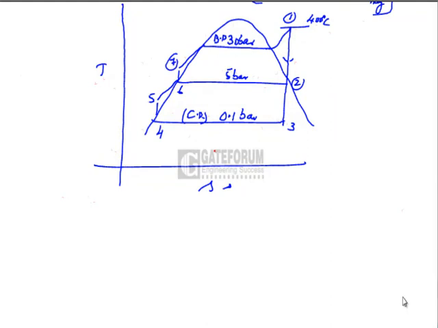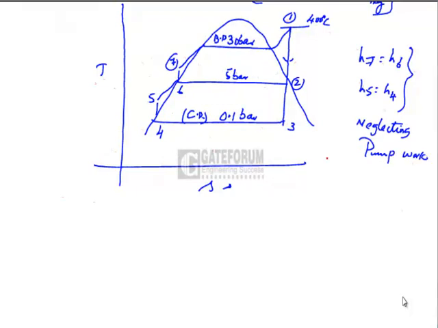There are 7 salient points. Neglecting pump work, H7 can be taken as H6 and H5 can be taken as H4. Now let us calculate first of all what is H2. To get H2 we need the dryness fraction of steam at state 2, for which we have to equate the entropies.